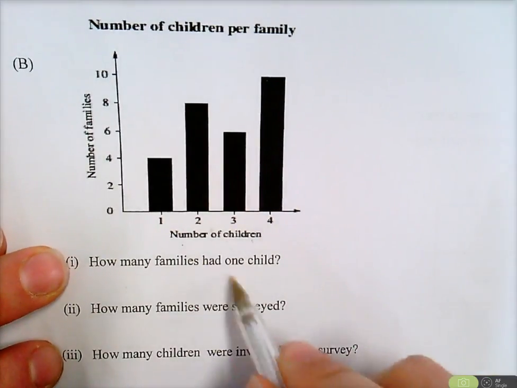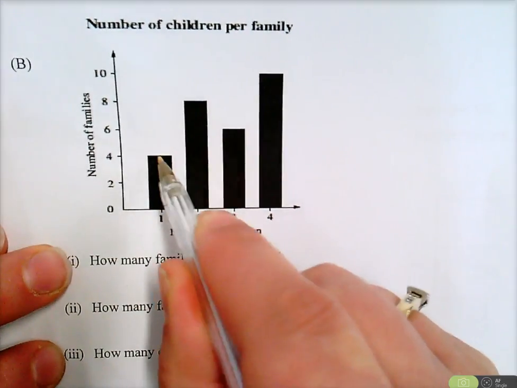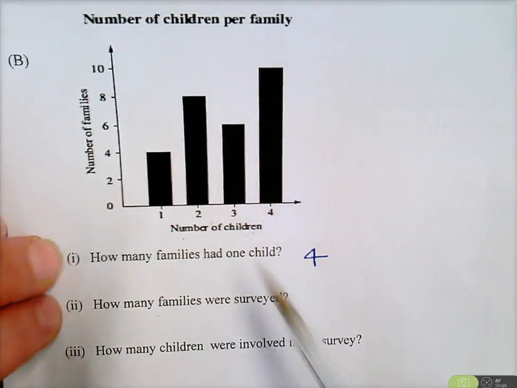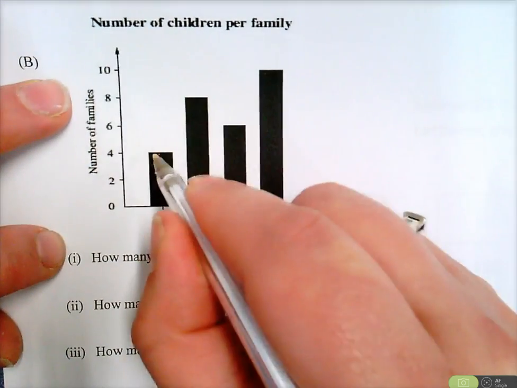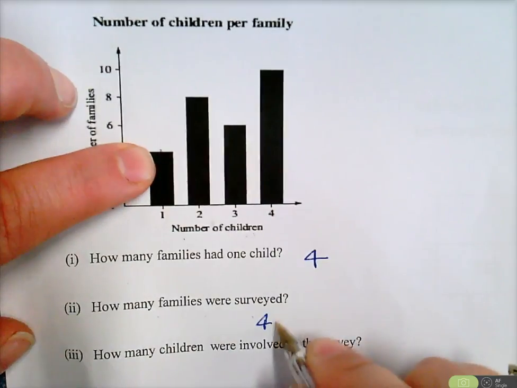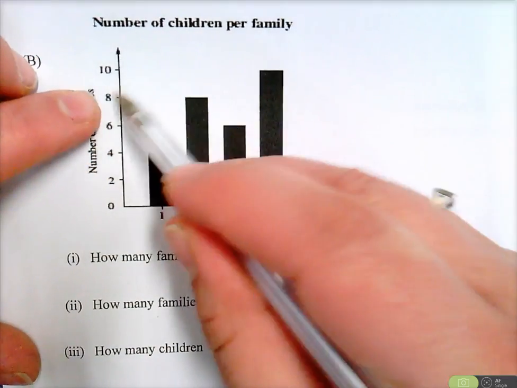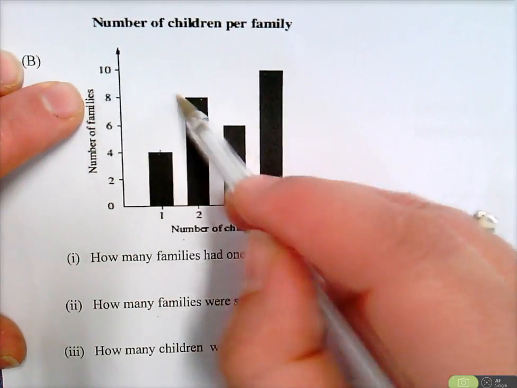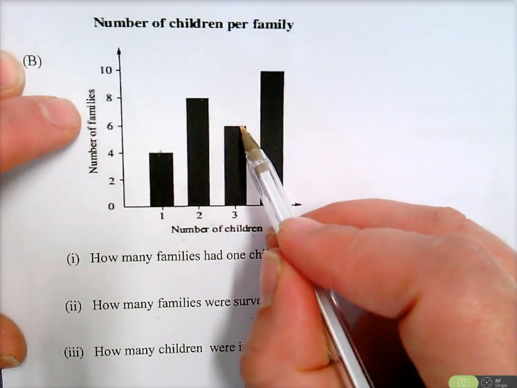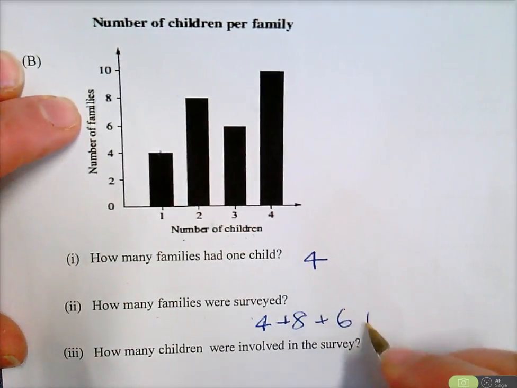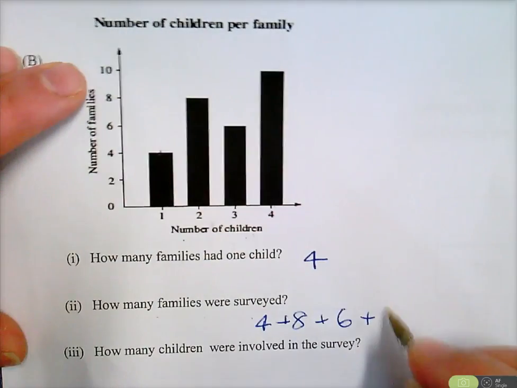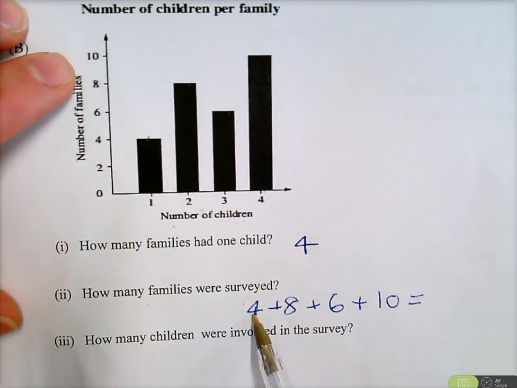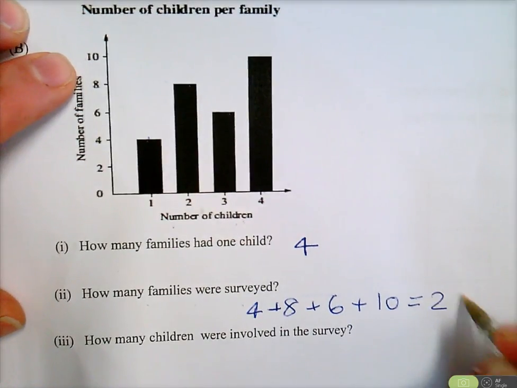Now, how many families had 1 child? Number of children, 1. How many families had 1 child? That's 4 families. How many families were surveyed? Number of families is along here. So we've got 4 families here. In the next column, we've got 8 families. See, number of families for 2 children, it's 8 families. The next column, 6 families have 3 children. And the last column, 10 families have 4 children. So therefore, we add these up together. We've got 10, 20, 28 families.